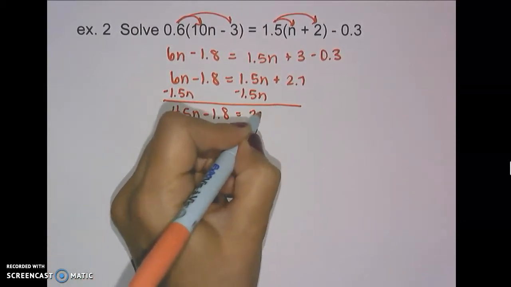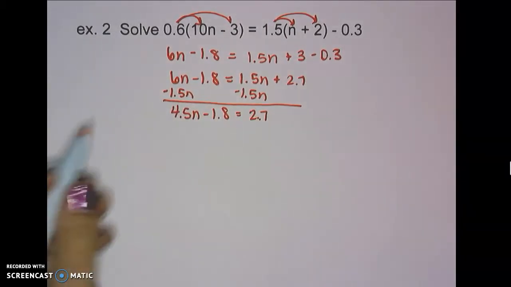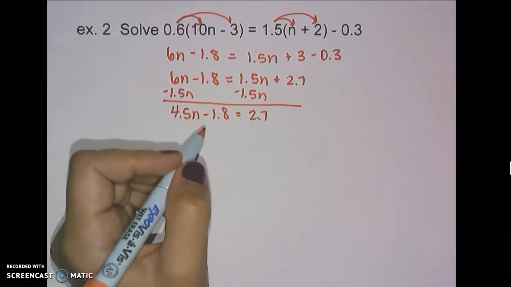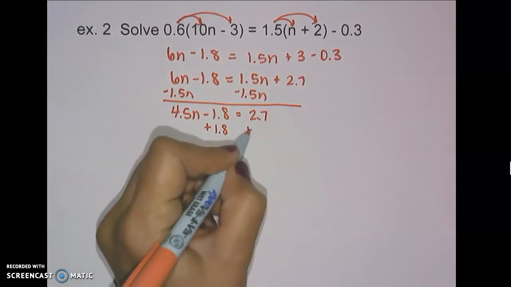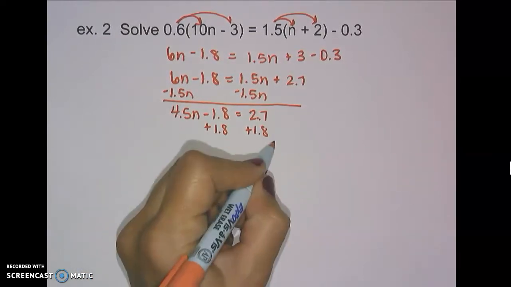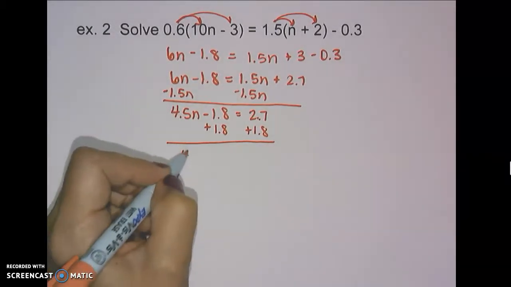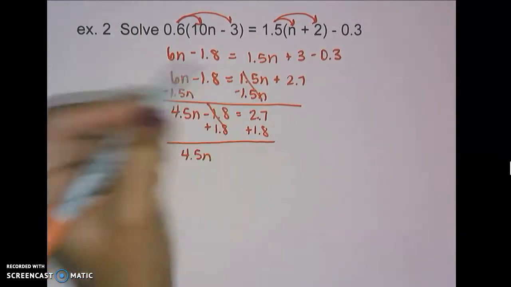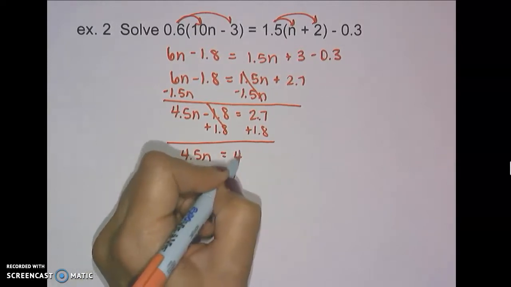We still have the minus 1.8, and that equals 2.7. Okay, our n we're trying to isolate. That means we need to get rid of this minus 1.8, which means we're going to add 1.8 to both sides. So that means we're going to have 4.5n. Those are going to cross off with each other. I guess I could have crossed that off earlier. And 2.7 plus 1.8 is 4.5.